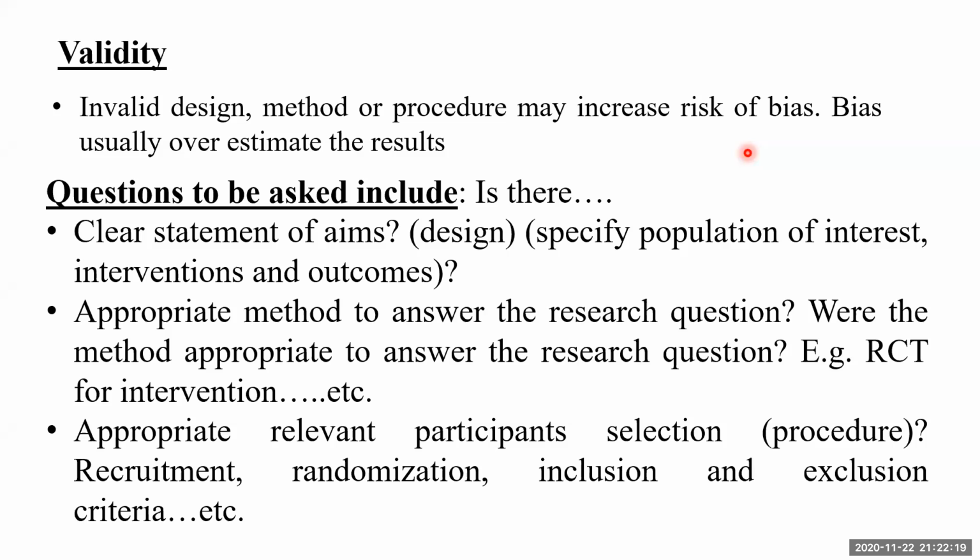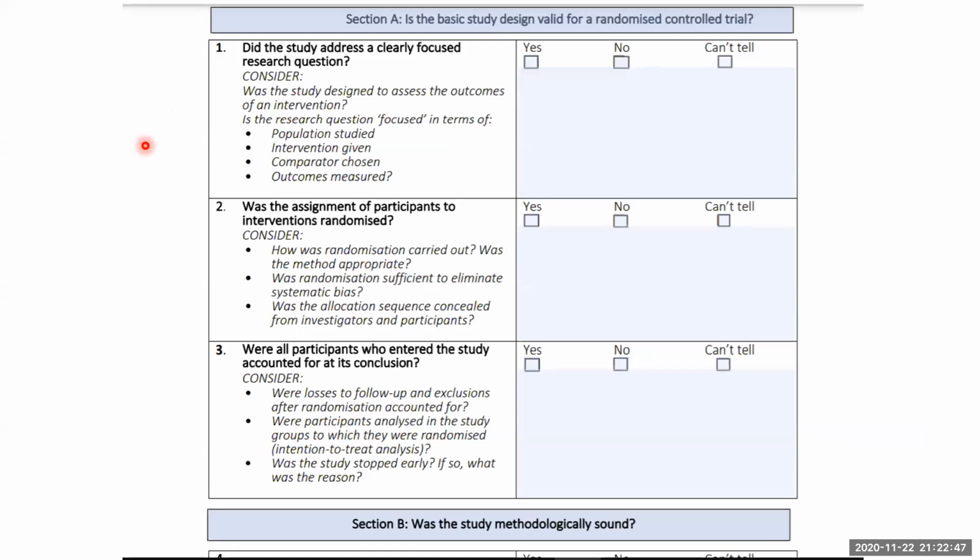The third one is, is there appropriate, relevant participant selection, which relates to the procedure in terms of recruitment of the patients or randomization of the patients, inclusion and exclusion criteria. All these will ensure that we follow a correct procedure, which will increase the validity of the research at the end.